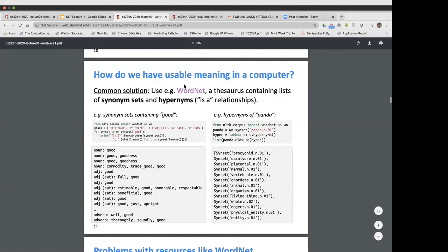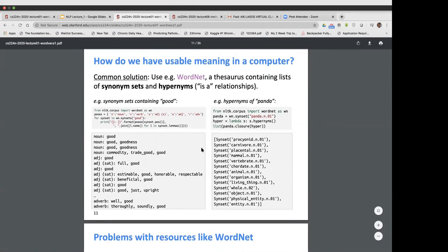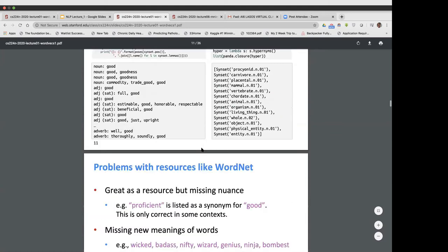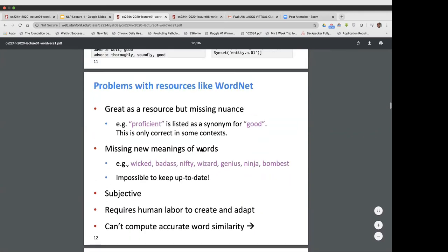So we could use this WordNet to find meanings of words, yeah. We could decide to do that, but then there are problems with WordNet. It's a very good resource, but it misses some subtleties, yeah? Say we have something like proficient. Proficient can be a synonym of good, but it's not always correct in every context. It could mean something else in another context. So how do we encode this meaning into our data or into our models while we're training it? Also, WordNet misses new meanings, you can't keep updating it every time.